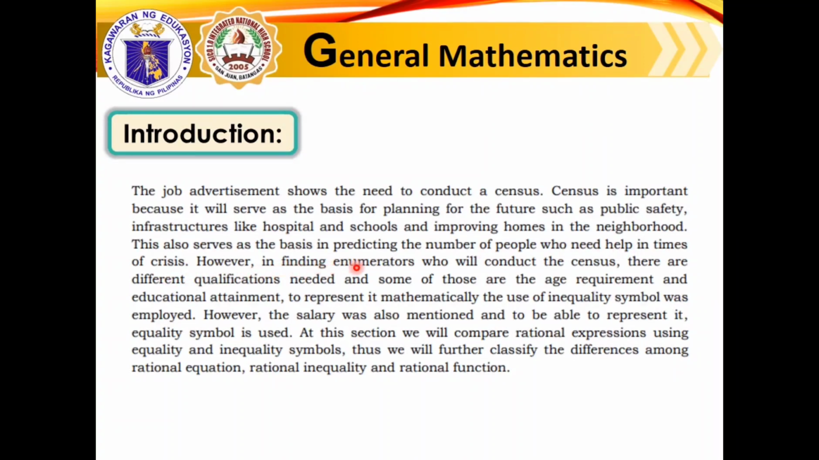This also serves as the basis in predicting the number of people who need help in times of crisis. However, in finding enumerators who will conduct the census, there are different qualifications needed, and some of those are the age retirement and educational attainment. To represent it mathematically, the inequality symbol was employed. However, the salary was also mentioned, and to represent it, the equality symbol is used. In this section, we will compare rational expressions using equality and inequality symbols. Thus, we will further classify the differences among rational equation, rational inequality, and rational functions.